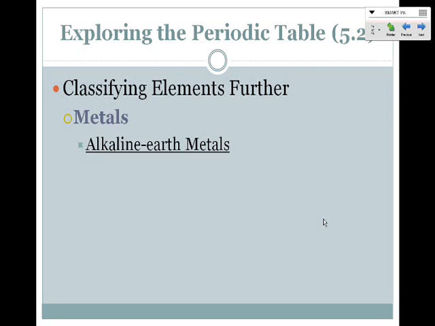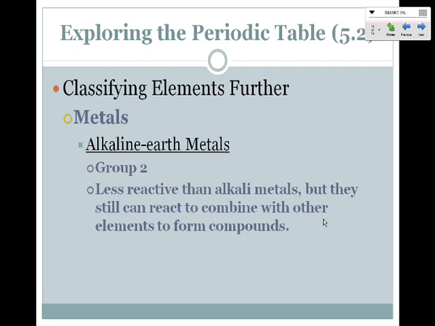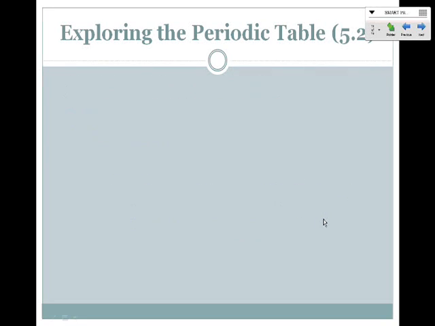Now let's look at alkaline earth metals. Alkaline earth metals are in group 2. They are less reactive than alkali metals because they have 2 valence electrons, but they still react and they're still going to form those positive ions because they're going to give away their 2 valence electrons.